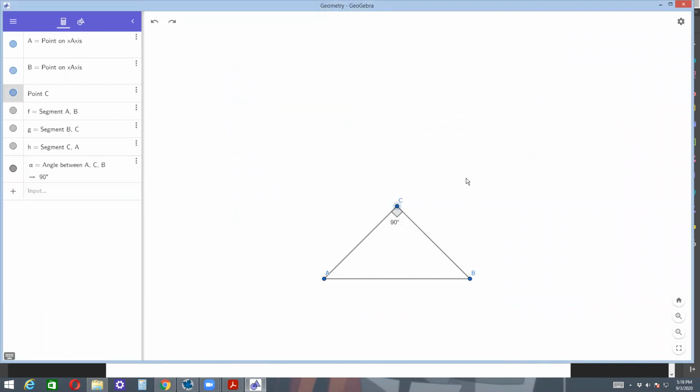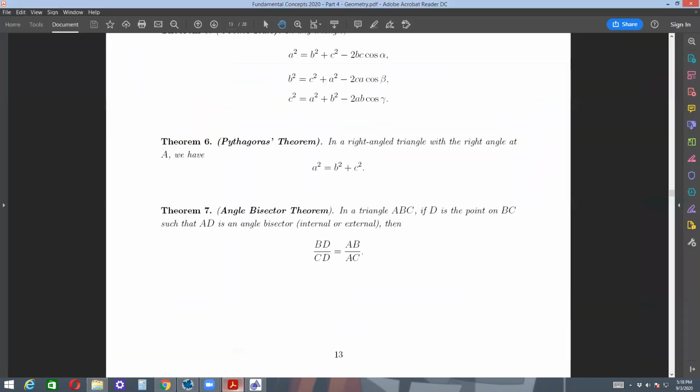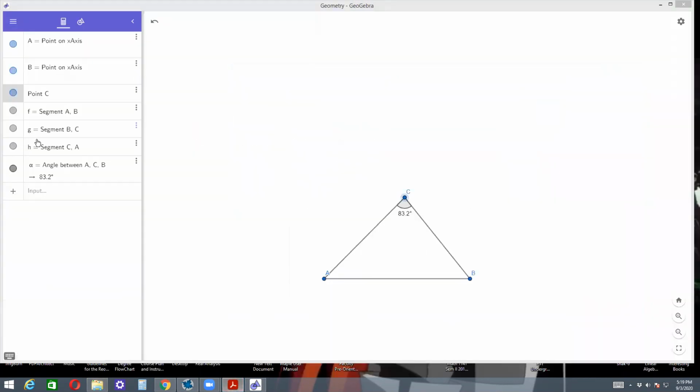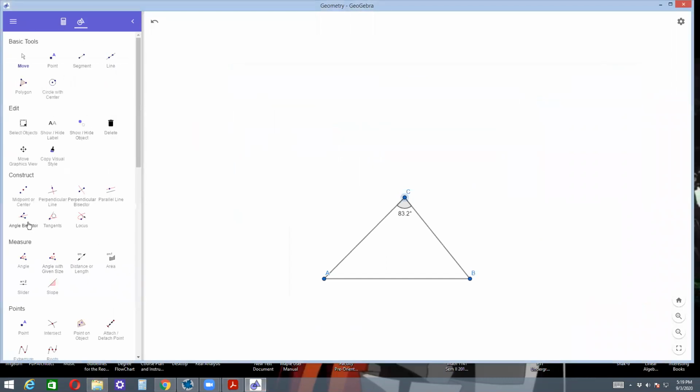Oh, actually, I should not. All right, angle bisector theorem. What's the theorem say? In a triangle ABC, if D is a point on the side BC such that AD is an angle bisector, either internal or external, then you have that ratio. Okay, so let me construct an angle bisector here.